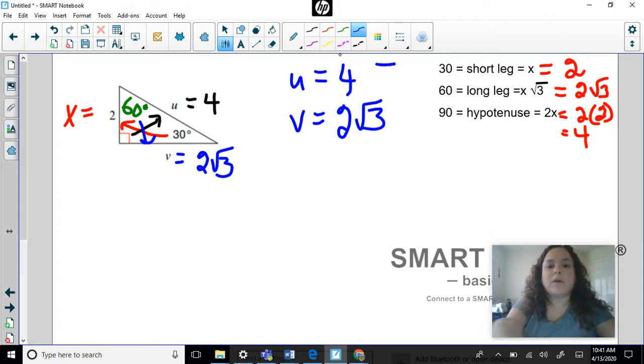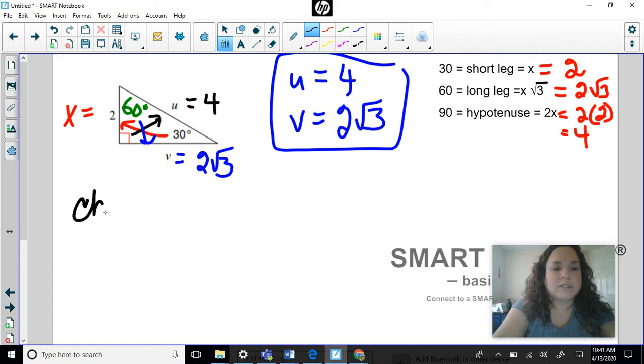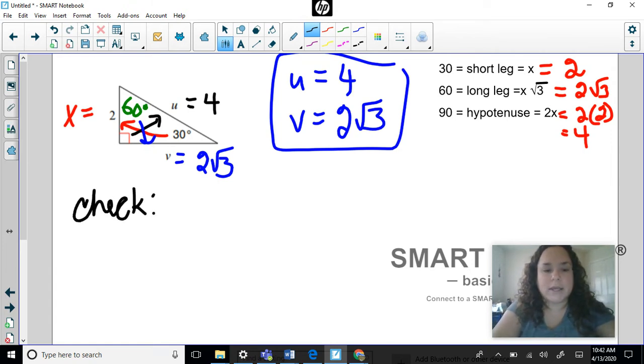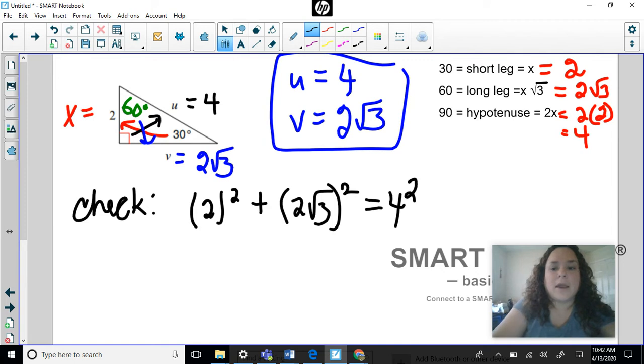Now for those of you who don't like just to have an answer and want to double check to see if this is accurate, there is a form of checking. Since this is a right triangle, we can use the Pythagorean theorem. Just remember that the longest side is the hypotenuse, which is the c in the Pythagorean theorem. So we substitute: 2 squared plus 2 square root of 3 squared equal to 4 squared. And then we just simplify.